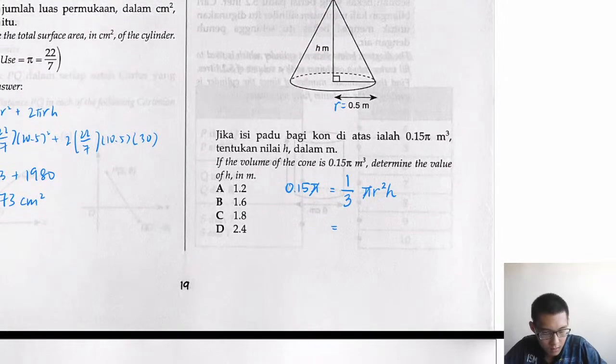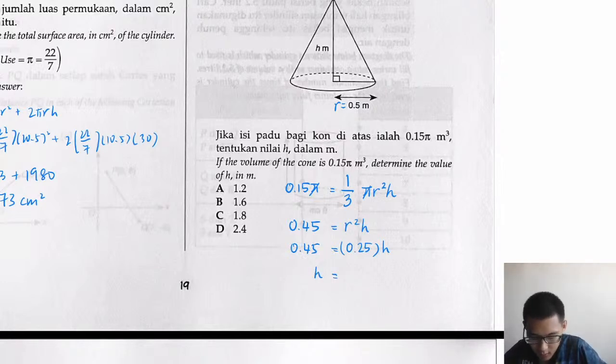Then times 3, we have 0.45 equals r square h. Where r square is 0.5 times 0.5, we have 0.25 h equals 0.45. So to find h, 0.45 divided by 0.25, we get 1.8. Okay, 1.8. No need for meter, because meter is here already, the unit.